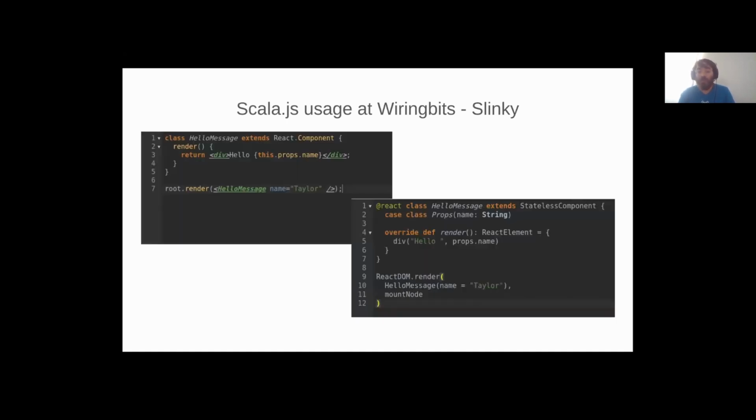And let's see how. Pay attention. I will stop for 30 seconds so that you pay attention to the snippets that I have pasted right here. The one on the left is the official example from the React.js website. And the one on the right is the official example from the Slinky website. Just look at how similar they actually are.